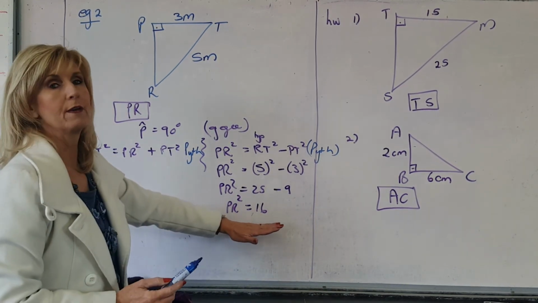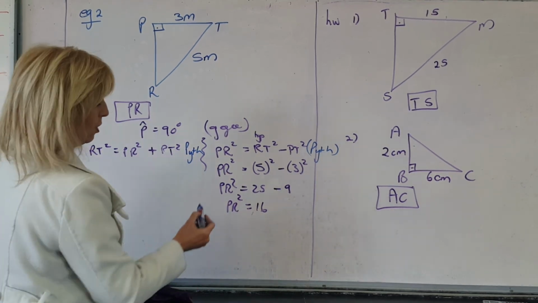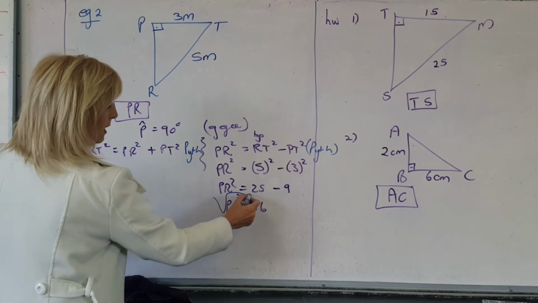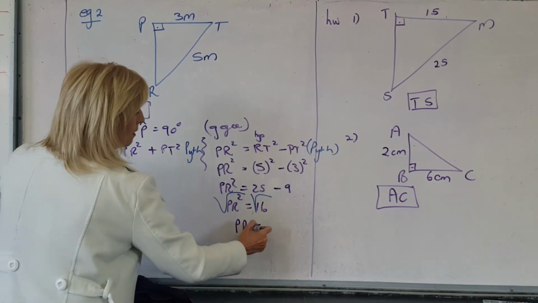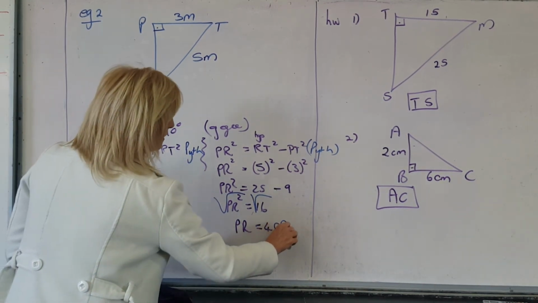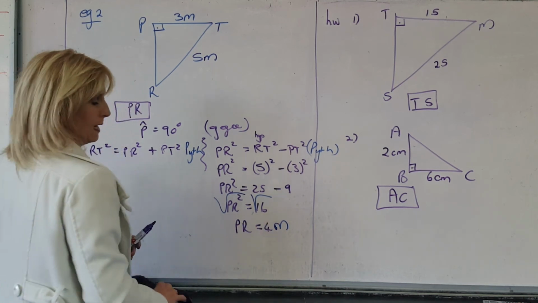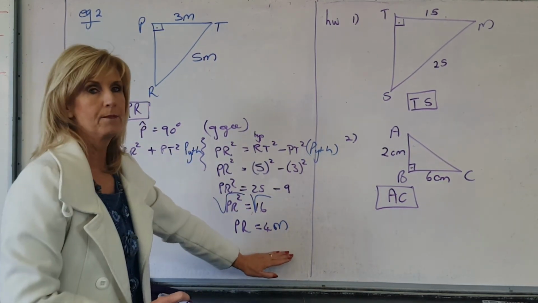Remember, I'm working with an equation and I'm trying to get PR. How will I get just PR? I've got to get the square away by square rooting, and the answer then is PR is 4. But now we're going to add 4 meters, because the sum was in meters. So you don't have to put the meters in from the start, only at the end.